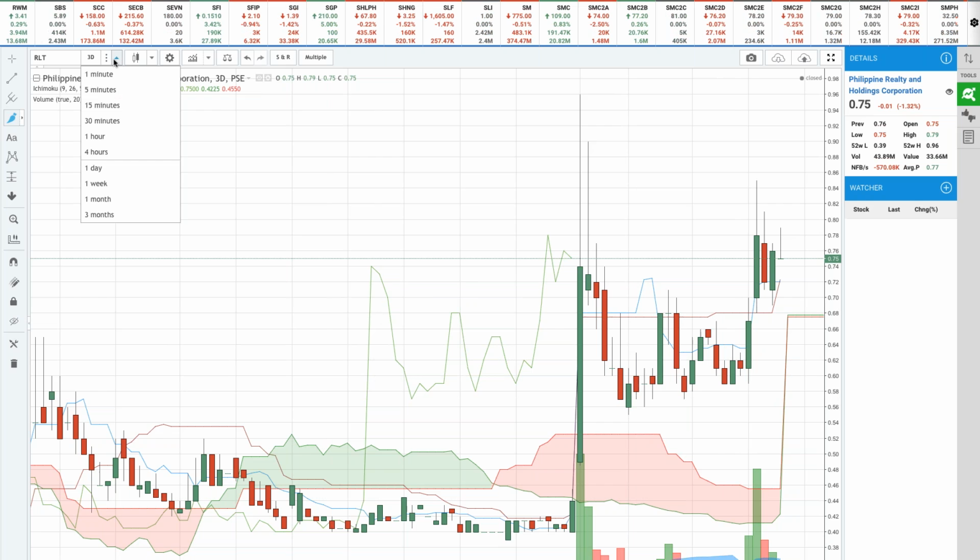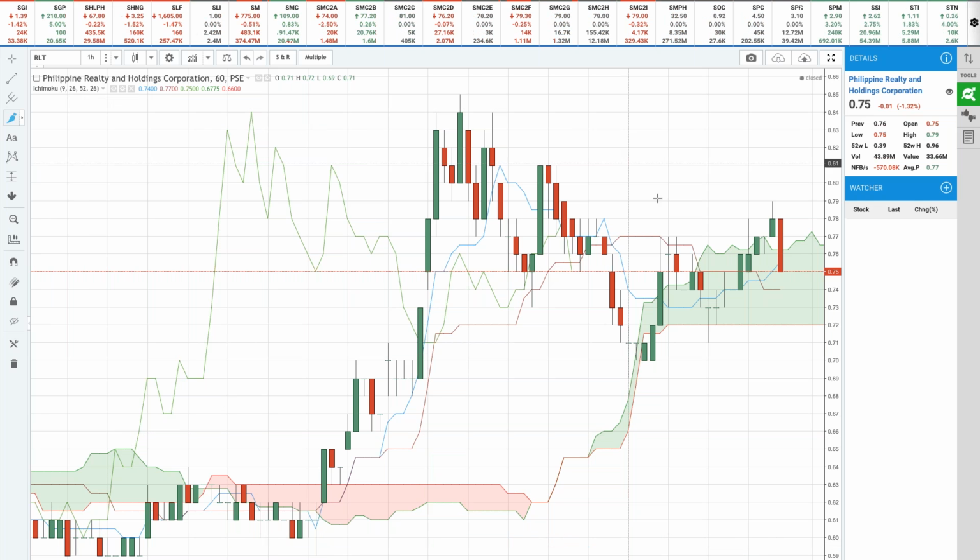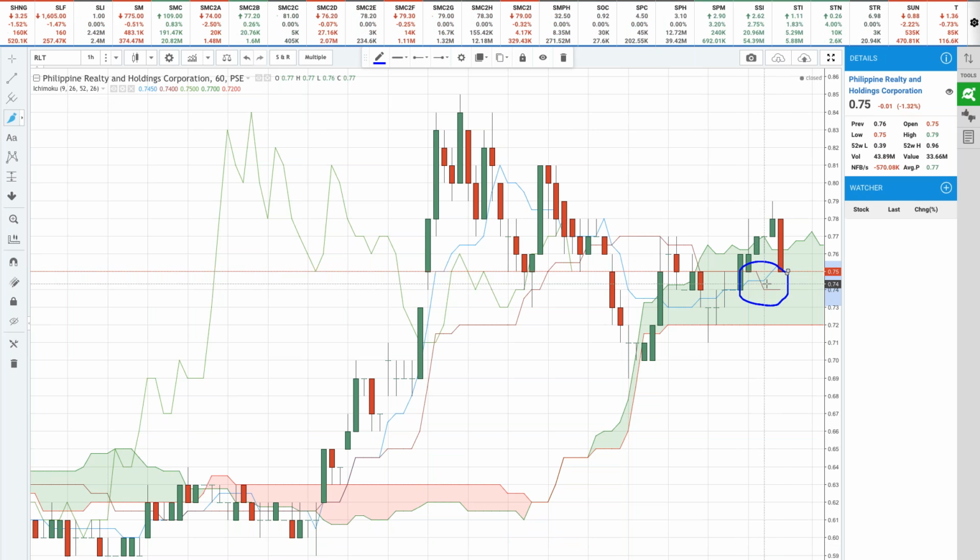So how do we enter the trade? We use the hourly chart. So this sentiment is neutral bullish. Why do we say it's neutral bullish? Because there was a crossover happening inside the Kumo. If the crossover happens inside the Kumo, it is neutral bullish, right?